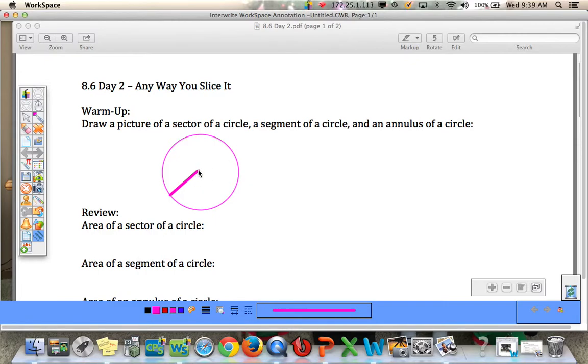All right, so here is, if that's the center of the circle, this is a sector, a piece of pizza.